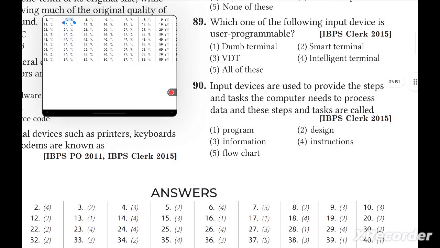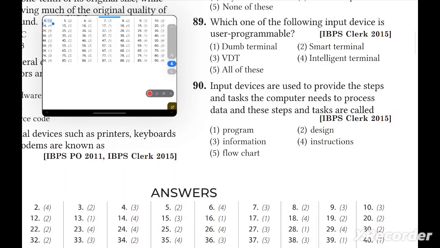Next, which one of the following input devices is user programmable? First, dumb terminal, second, smart terminal, third, VDT, fourth, intelligent terminal, fifth, all of these. The correct answer is fourth, intelligent terminal.